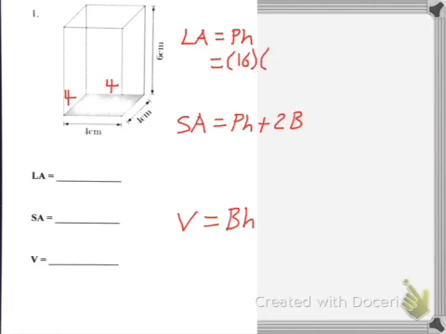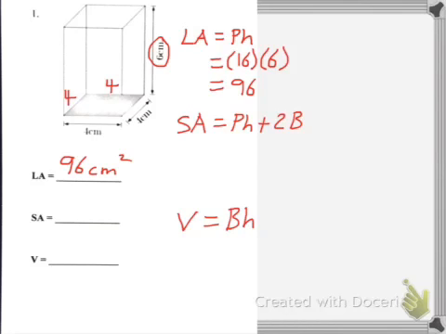Alright, our height is the distance between the two bases, so that's over here on the side. It tells me that it is 6. So I simply multiply 16 times 6 to get my lateral surface area. When I do that, I get 96. So I'll come over here and put that in the blank. The answer is over here on the left. So 96 centimeters squared.